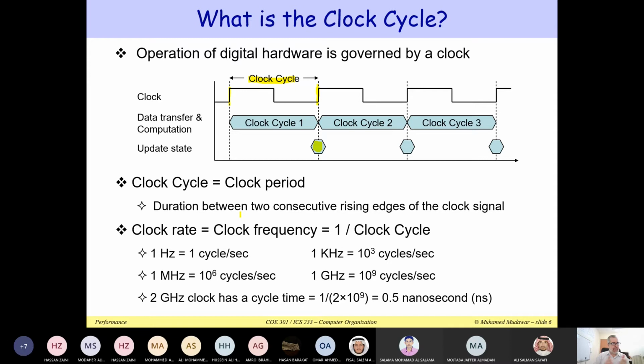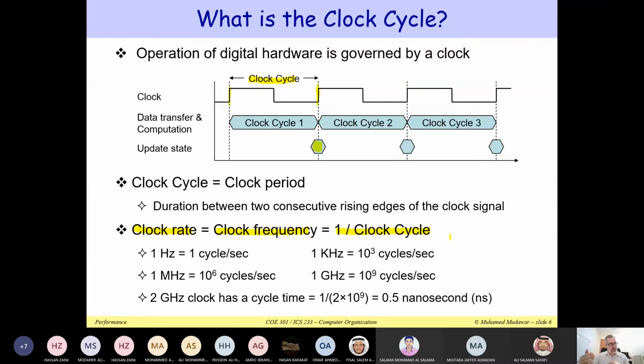Now, remember that the clock cycle is nothing but time, and it is measured in seconds or milliseconds or micro or nano or even picoseconds, depending, of course, on how short the clock cycle is. Now, the shorter the clock cycle, the higher the clock frequency. So we call it clock rate or clock frequency, and it is simply equal to 1 over the clock cycle. That's the definition of the clock frequency.